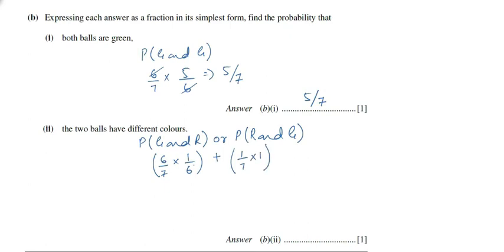Now if we cancel these two 6, it is 1 upon 7 plus 1 upon 7. So here we have same denominator. The numerator will be added, 1 plus 1 upon 7. So the final answer will be 2 upon 7.